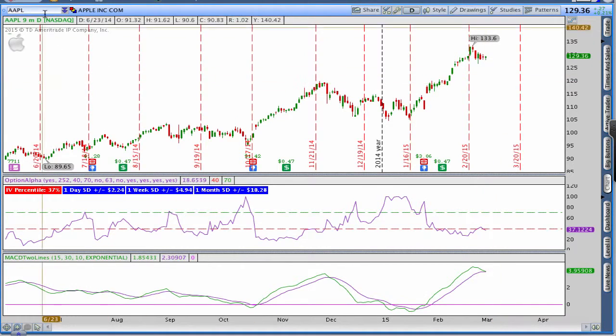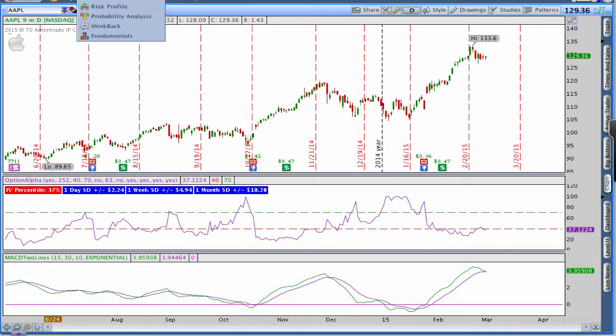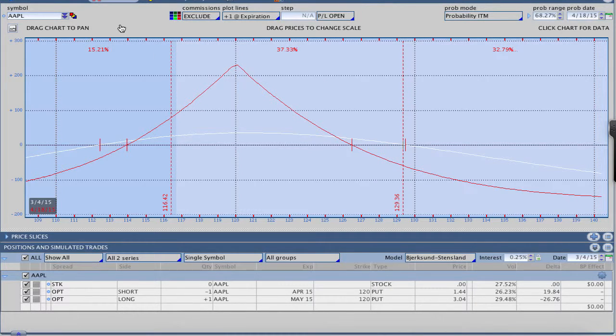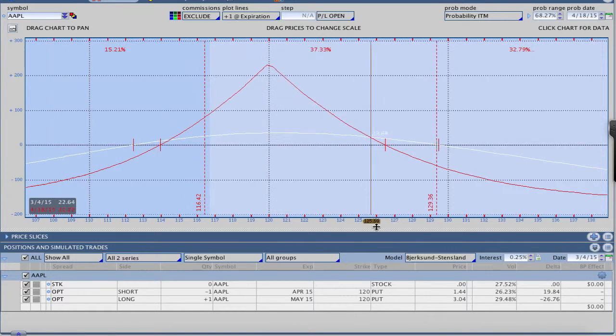So we definitely are a little bit aggressive in our pricing and our strategy here. We definitely want to see Apple move lower, and did so with how we position the strategy. So here's the profit and loss diagram. You can see it peaks here around 120. This is where Apple is currently trading right now. So we do need Apple to move down about $3 before it gets into our profit window.